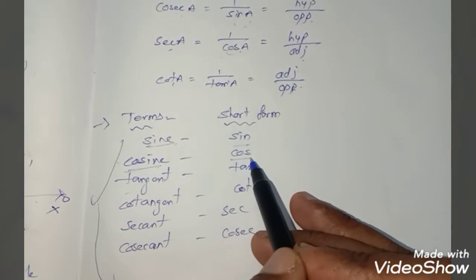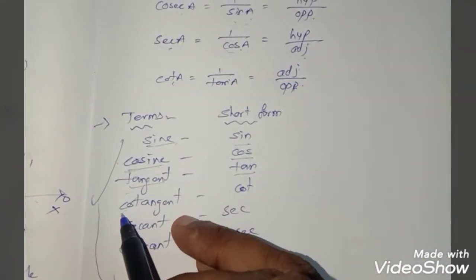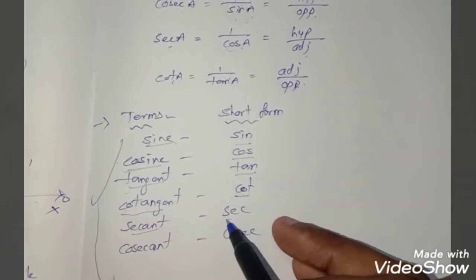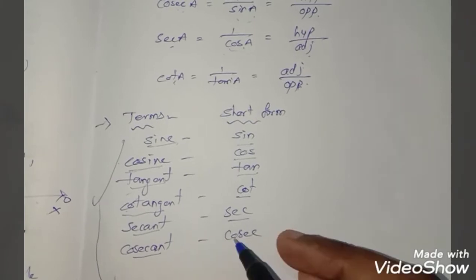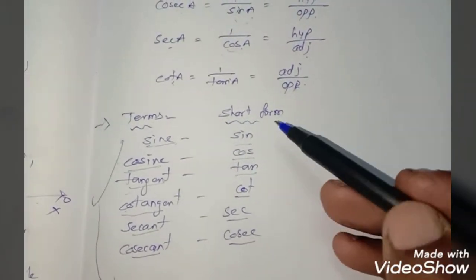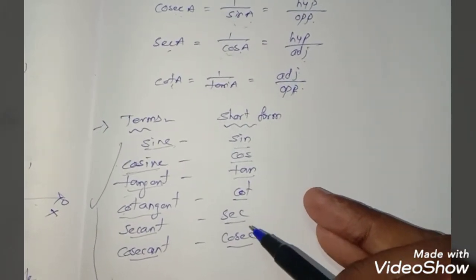Cosine we can read as cos. Tangent we can read as tan. Cotangent we can read as cot. Secant we can read as sec. Cosecant we can read as cosec. So like this we can read our ratios in a short form, that is sine, cos, tan, cot, sec and cosec.